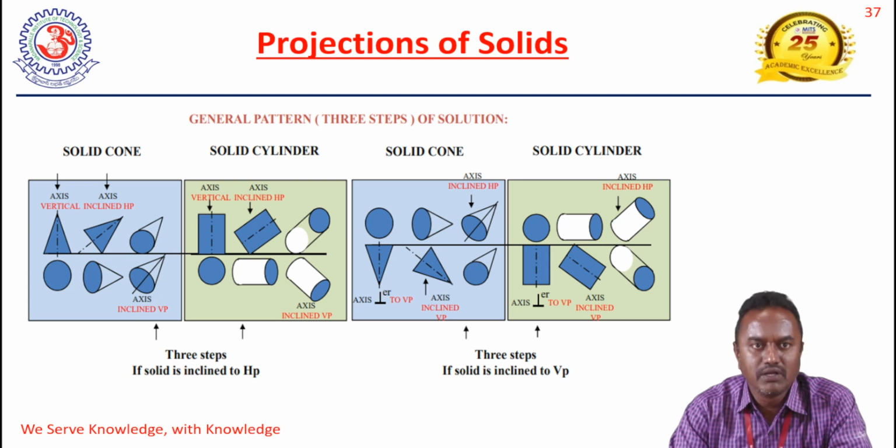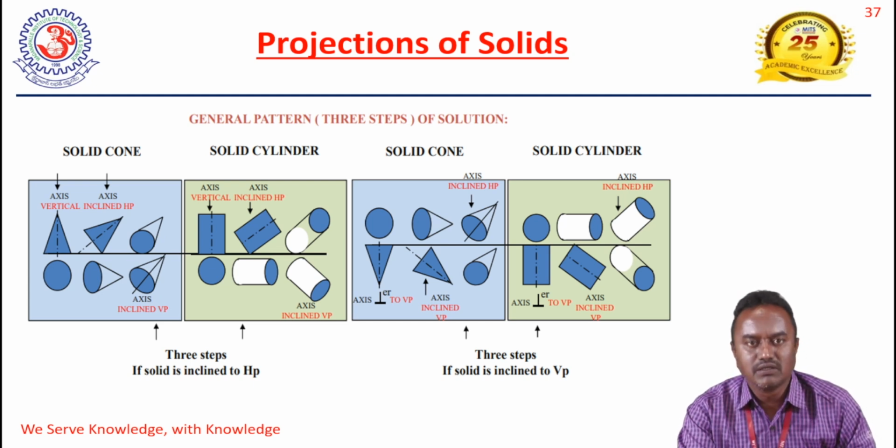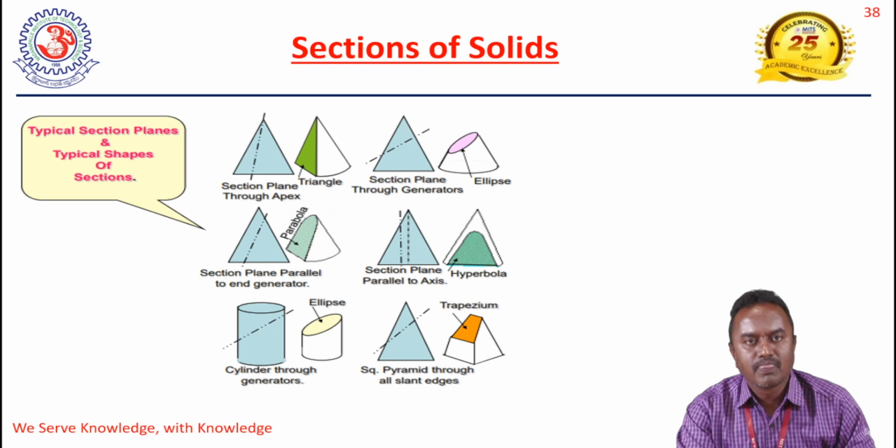First, the solid cone in the initial position, then inclined to HP only, and after that inclined to VP. So these all come under inclined to both HP and VP. Anyway, we cannot directly draw the inclined to both HP and VP. So first the initial position, then the second inclined to HP only, and the third inclined to VP only. Like that we can divide.